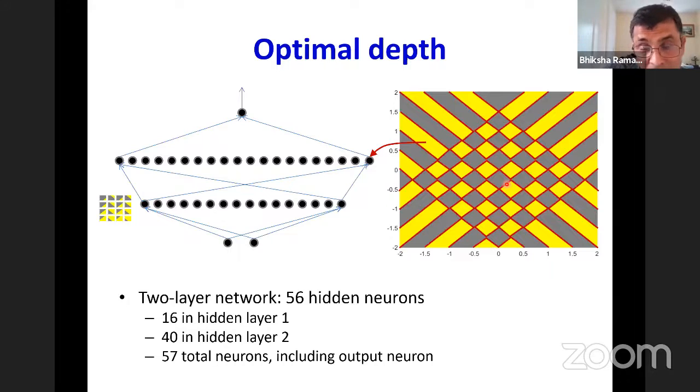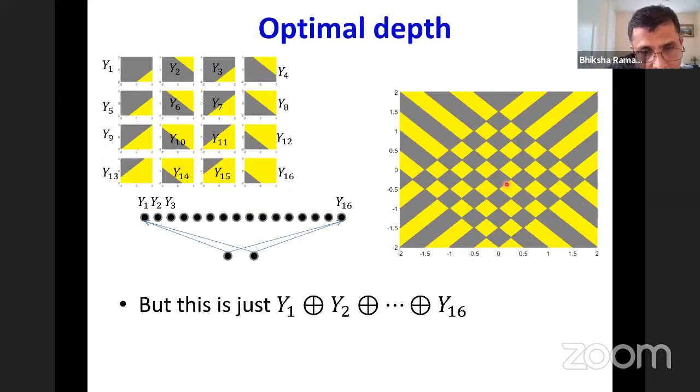But there are 40 of these yellow regions. And so I will need 40 neurons in the second layer, combining the outputs of these 16 first layer neurons. And each of the neurons in the second layer is going to tell me if the input is in one of these yellow regions or not. And then I OR the entire lot, and I get this decision boundary. So this entire structure can be obtained using 57 total neurons.